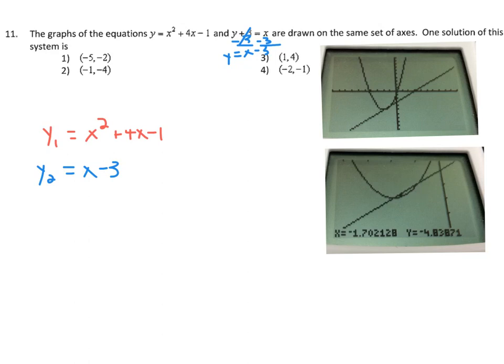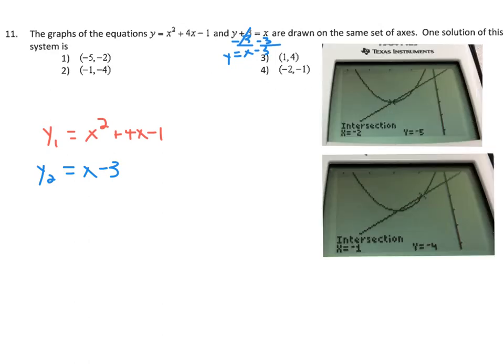Okay, so let's find them both and see which one is up here. All right, so I went to second trace intersect, and I found that one point of intersection was at -2, -5, which we don't see up here, and then -1, -4, which is choice 2.